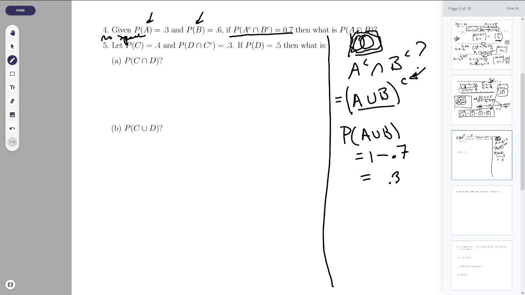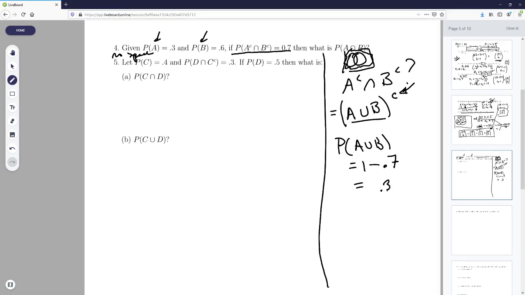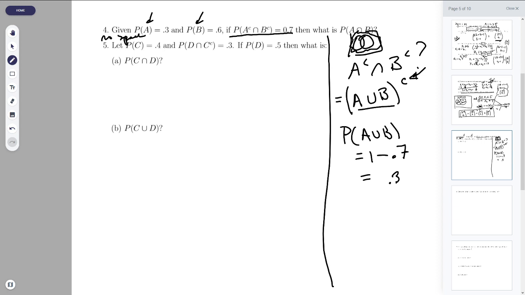Did I mean to do it the other way? What did I do in this problem? Did I just flip numbers, or what the heck did I do? As stated, this problem is impossible because 0.3 is going to be equal to 0.3 plus 0.6 minus x, and then we're going to end up with x being 60%. The problem with that is that it's bigger than the set A.